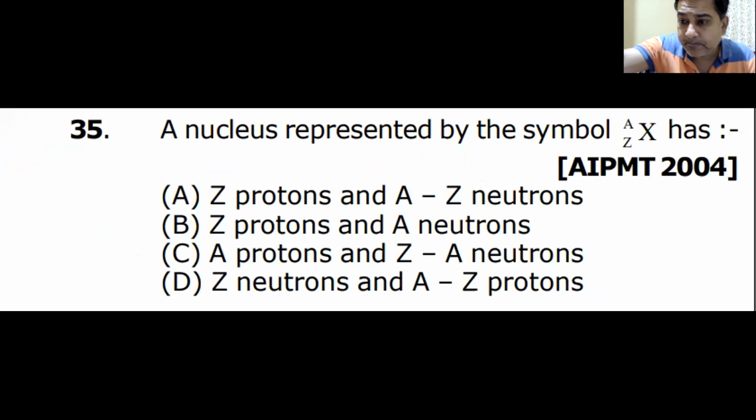This one. Option A: Z number of protons and A minus Z number of neutrons. You all understand this? We have just done this in the class, right or no? Yes, sir.